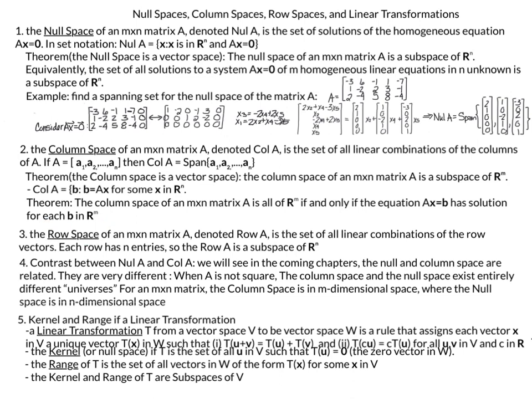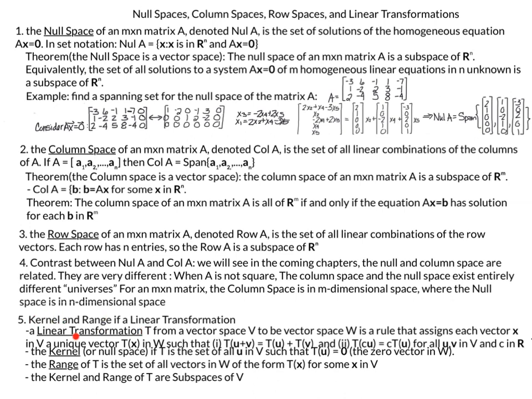Next, we have the row space of an M by N matrix, denoted row A, and that's the set of all linear combinations of the row vectors. We have this other theorem that says that the row space is also a subspace, a vector space. We'll spend a little bit of time contrasting the null space to the column space, and then finally we'll look at linear transformations and define the analogous kernel and range.